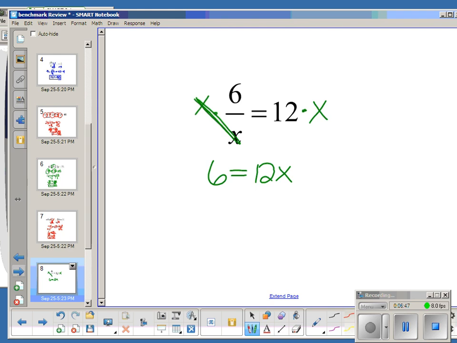And next to x, I need to get rid of the multiplication by 12, so I'm going to use the opposite operation, which is division. X is going to equal 6/12, or in other words, 1/2.